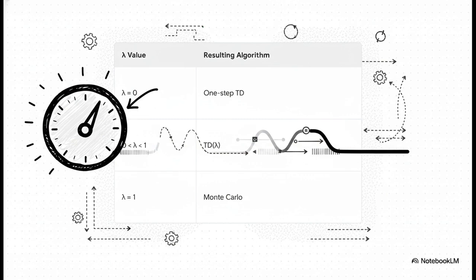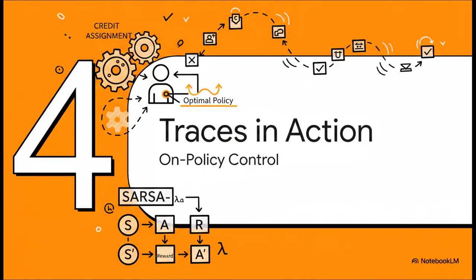You can literally turn it. If you set lambda to 0, those memory traces fade away instantly. Boom, you're just doing 1-step TD. Now crank that dial all the way up to 1. The traces never fade. And guess what? You're doing pure Monte Carlo. And for any setting in between, you get this beautiful, smooth mixture of all the n-step returns. It's one unified algorithm.